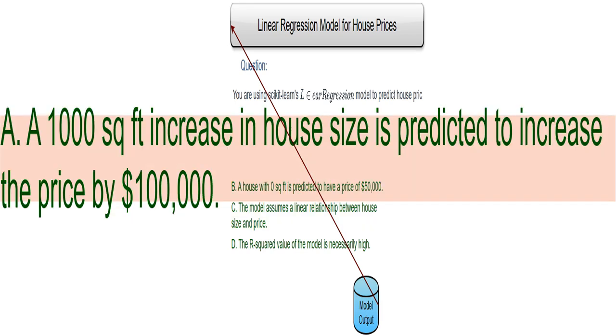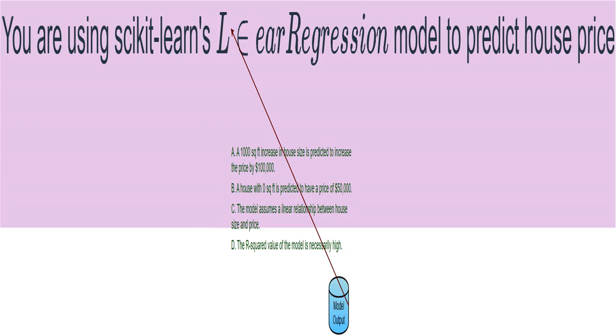This statement is true. Linear regression models always assume a linear relationship between the input, house size, and the output, house price. I mean, that's in the name of the model. This is true. The intercept in a linear regression model represents the predicted value when the independent variable, house size, is 0. In this case, the intercept is $50,000. So a 0 square foot house is predicted to cost $50,000.